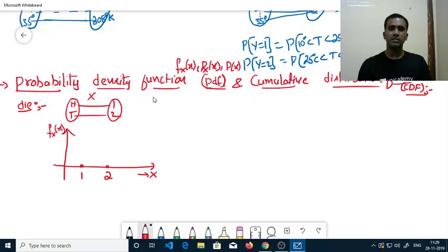We know that the probability of x equal to 1 is half. And we know that the probability of x equal to 2 is also half. So let us plot the probabilities. X equal to 1 probability is half, and x equal to 2 probability is also half.